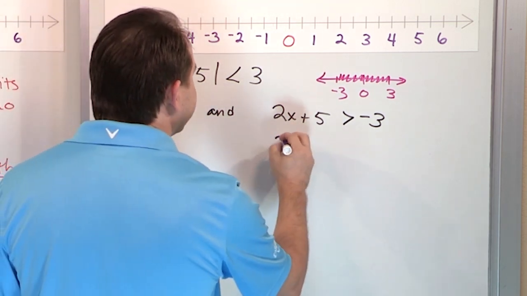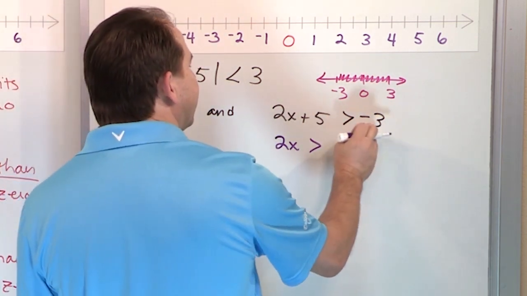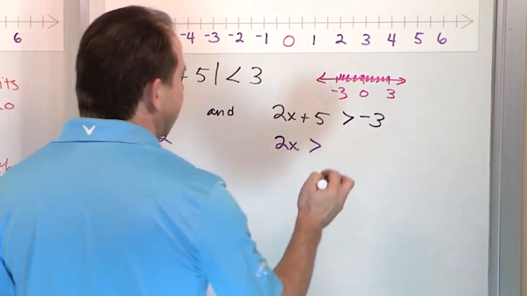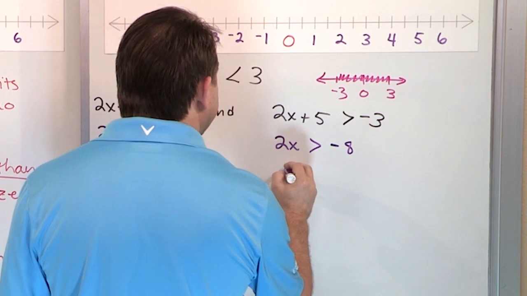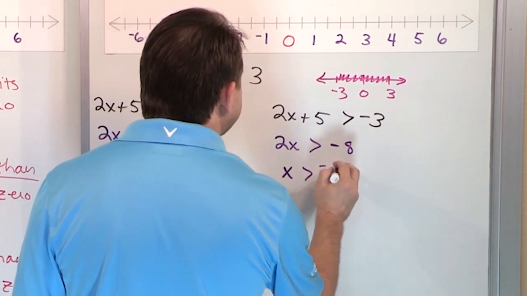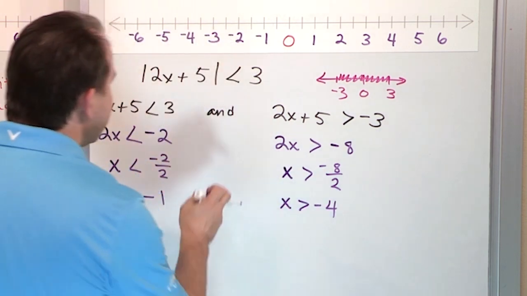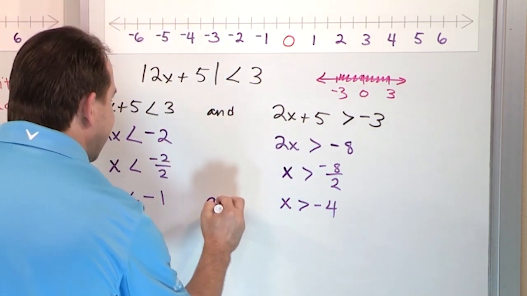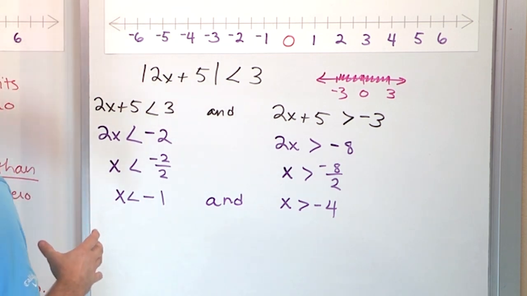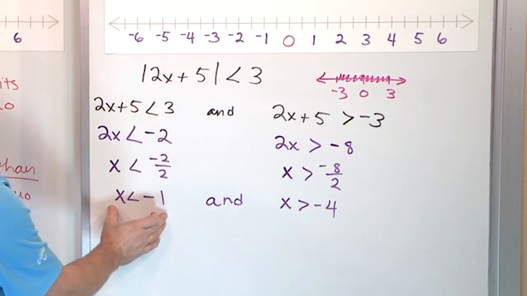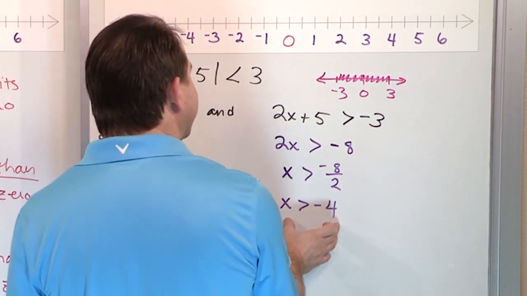Now we have this guy here. So 2x greater than, we subtract 5 here. Subtract 5 here. What is negative 3 minus 5? It will be negative 8 on the right-hand side. Again, divide by 2, so we'll have x greater than negative 8 over 2, which means x is greater than negative 4. And these are joined, don't forget, by an and. So our solution is going to be when x is less than negative 1, and when x is greater than negative 4.